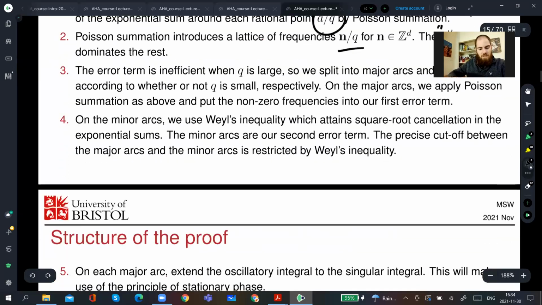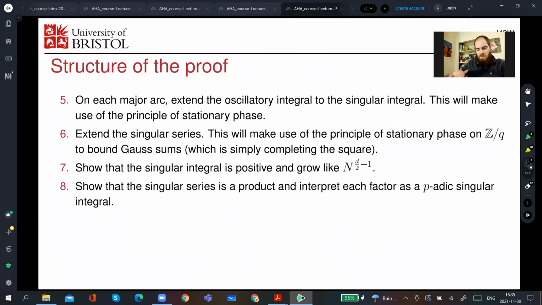Then we process the major arcs a bit more. And so like before, we're going to complete the oscillatory integral into a singular integral using stationary phase. That'll be our second approximation for the major arcs and third error term. Then we extend the singular series. That'll give us a fourth error term. And so our error terms will be a compilation of all those 4 error terms, and we're going to have to control them simultaneously, which we'll do as we go along. And the worst bound amongst those 4 error terms will give us the bound that I claim for the whole error term.